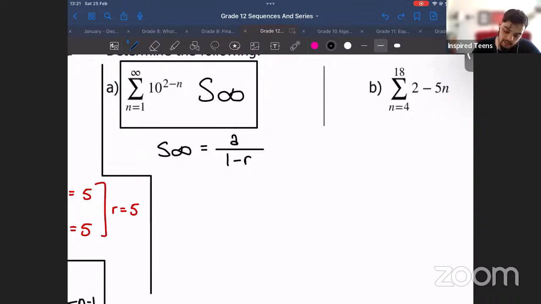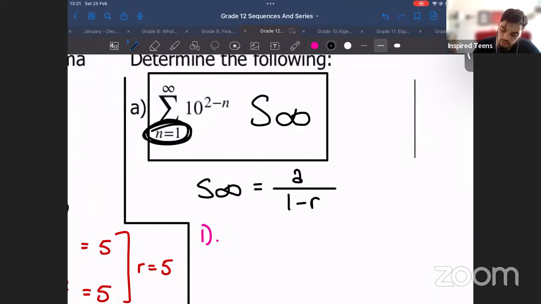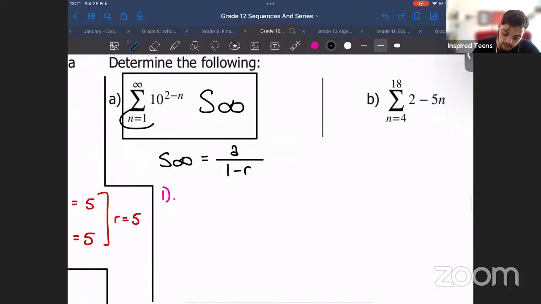When the terms are not given, step number one is always write out the first three terms. We have Tn. So how would you write out the first three terms? They want us to start at 1, so we're going to substitute n as 1. The variable that's in Tn is always this variable, by the way. So n and n always match. So I start off by substituting 1.